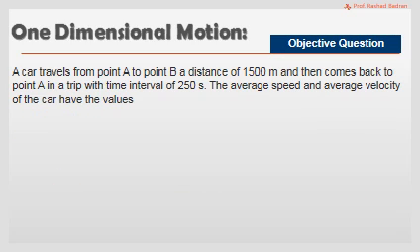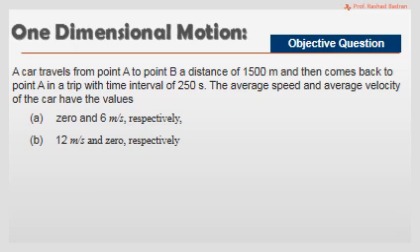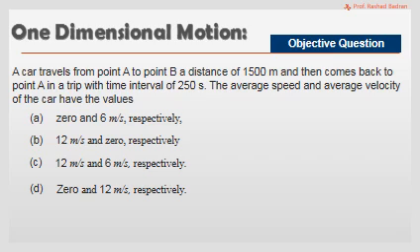A car travels a trip from A to B, a distance of 1500 meters, and then comes back to the same starting point A in a time interval of 250. The average speed and average velocity can be determined and have the values of 0 and 6, 12 and 0, 12 and 6, 0 and 12, or 6 and 12? And the answer is B, 12 and 0.